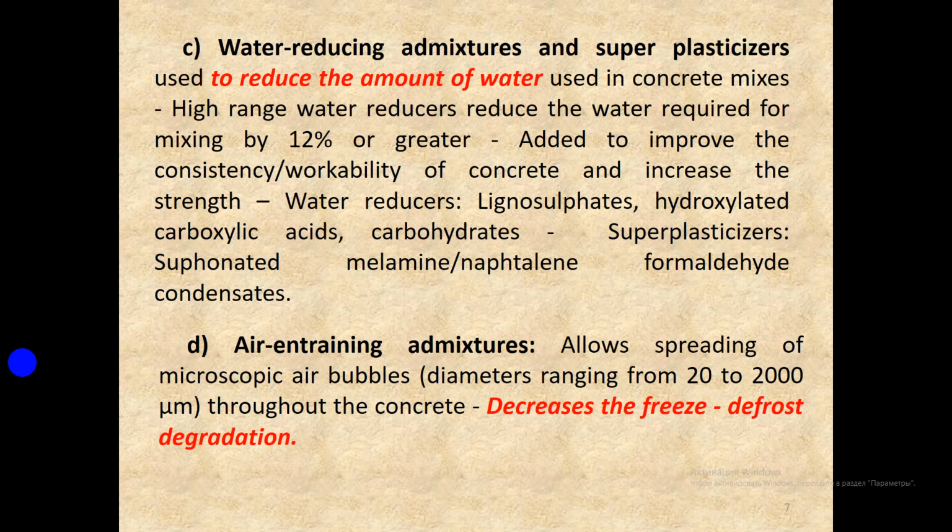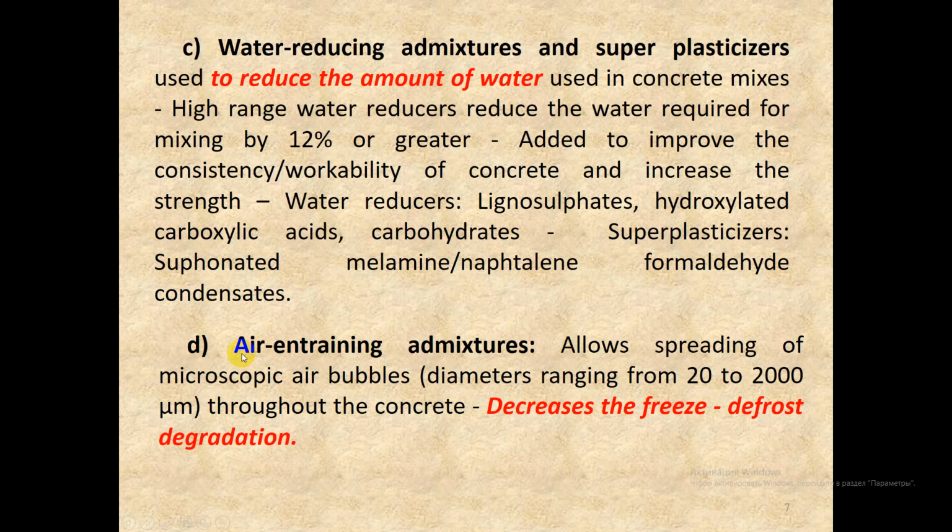Water reducers include lignosulfonates, hydroxylated carboxylic acids, and carbohydrates. Superplasticizers include sulfonated melamines and naphthalene formaldehyde condensates.